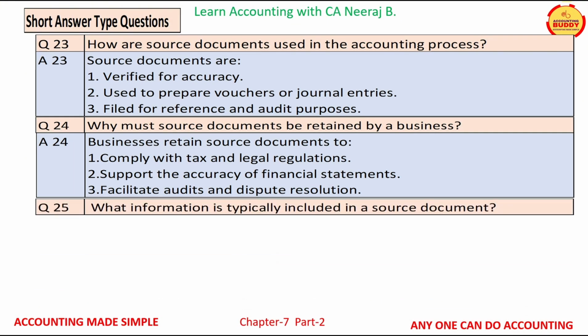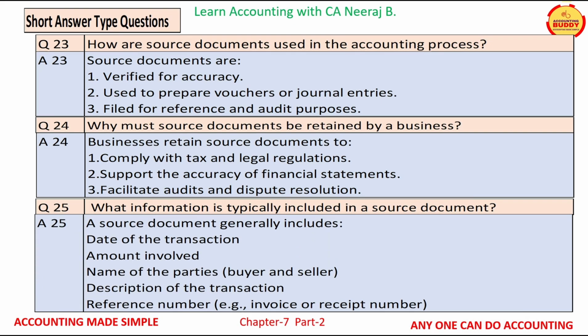Question number 25. What information is typically included in a source document? The answer is, a source document generally includes the date of transaction, amount involved, names of the parties, both buyer and seller, description of the transaction, and the reference number, that is the invoice or the receipt number.